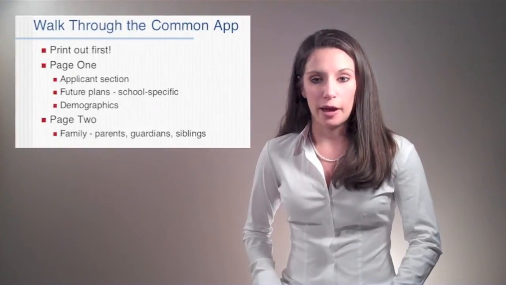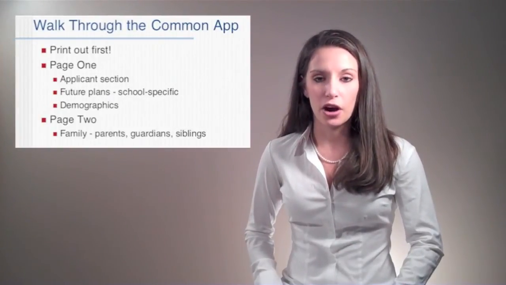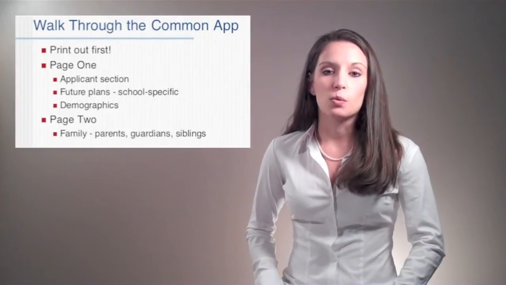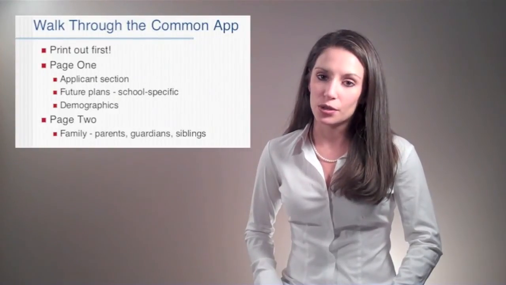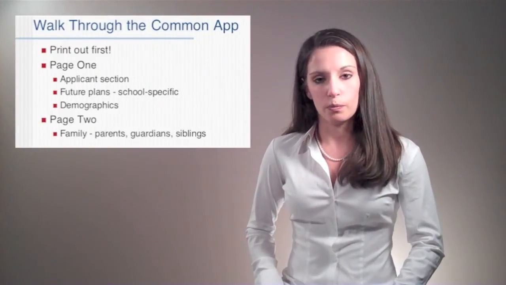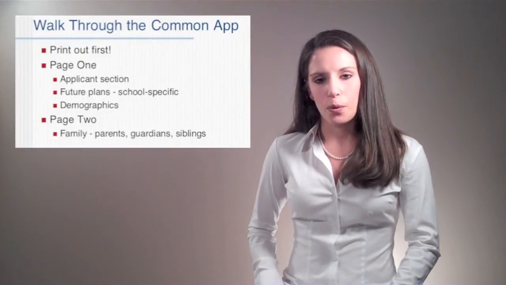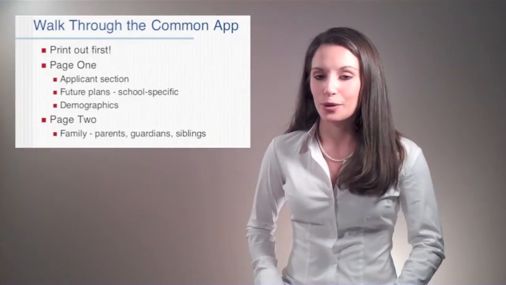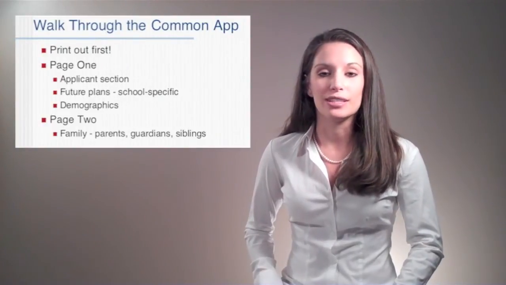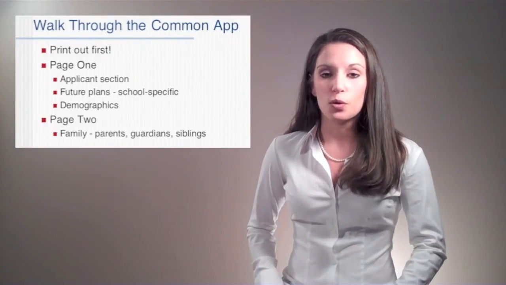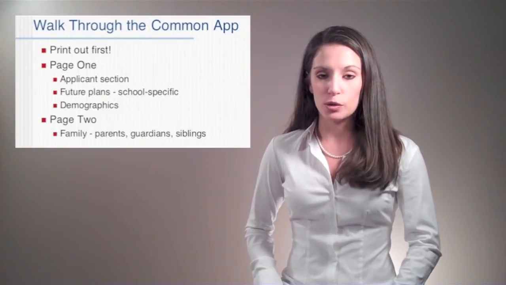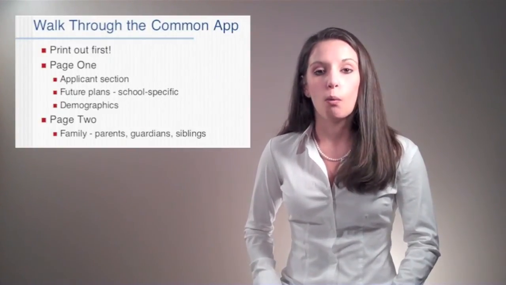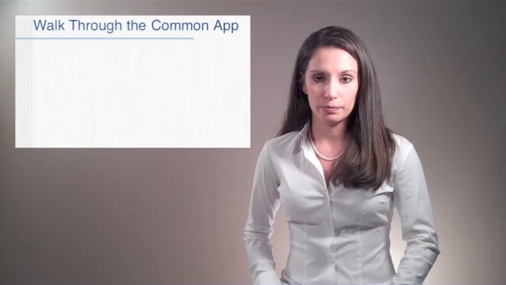Page 2 is about your family, about your parents, guardians, and siblings. It asks what level of education they've gotten to and what schools they went to. This can be important if your family is going to the same school as you're applying to. It has to do with something that's known as a legacy. Some schools will prefer applicants whose parents and/or siblings went to that school as well.